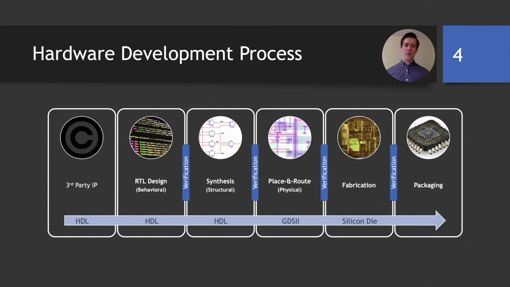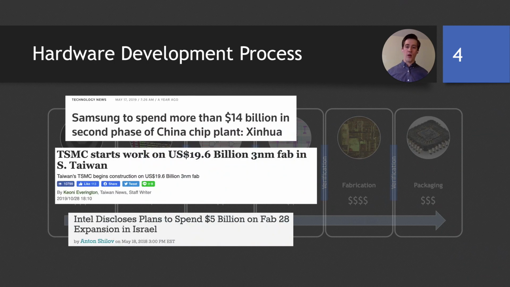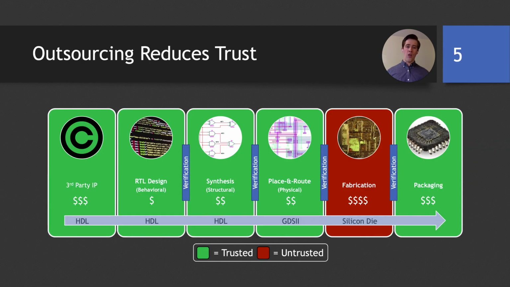Developing a digital integrated circuit requires several steps, each heavily augmented with computer-aided design or CAD tools. Of all of these steps, the fabrication step is by far the most prohibitively expensive. To build a leading-edge fab today is expected to cost almost $20 billion. As a result, most semiconductor companies and even nation states are fabless, meaning they outsource fabrication, often to one of two companies, Samsung or TSMC.